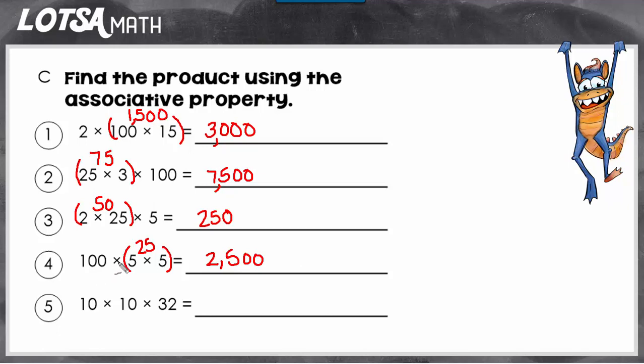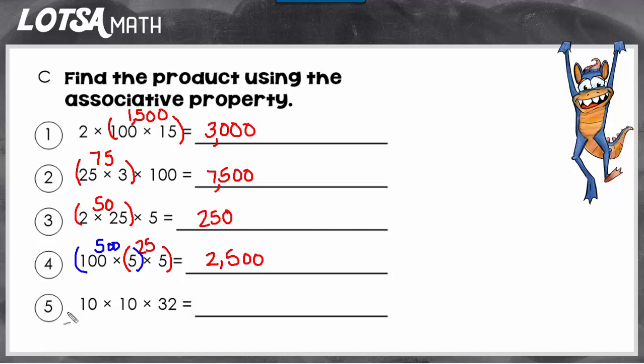If I would have tried the other way, I could have grouped 100 times 5 first, and that would have been 500. And then I would have taken the 500 and multiplied that by 5. So I would have still gotten 2,500. And that's why the associative property says you can group it any way you want to. Whichever way is easier for you to group is the way you'd want to do it.